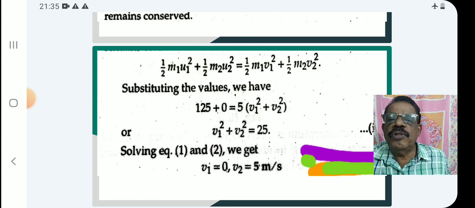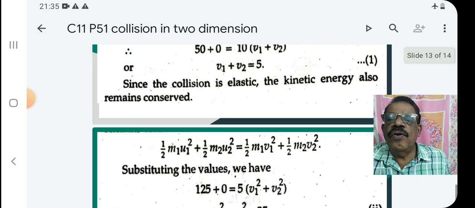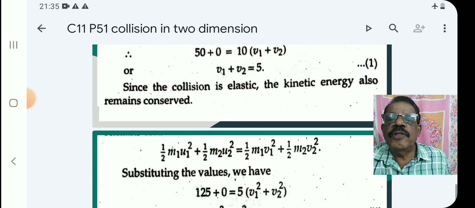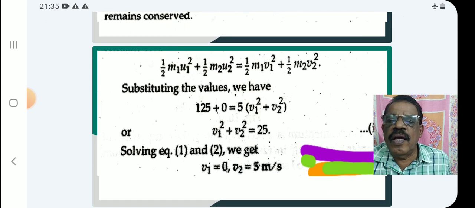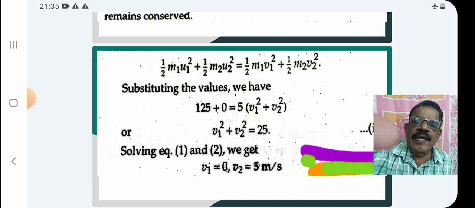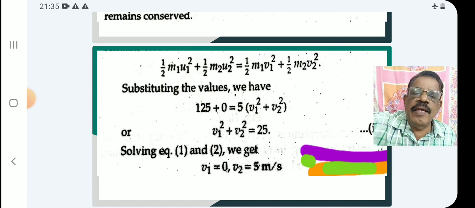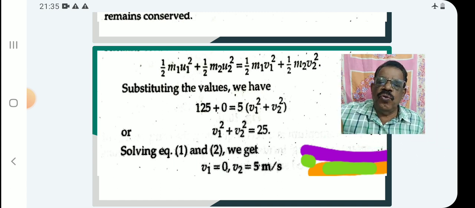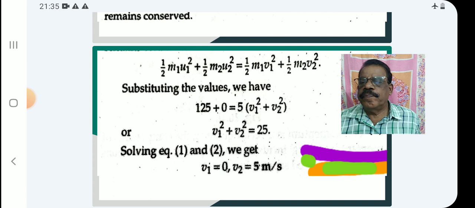Solving, that is put the value of v2 from the first equation as 5 minus v1 and simplify, we get v1 is 0 and v2 is 5 meter per second. The bodies will exchange their velocities in elastic collision of two equal masses.